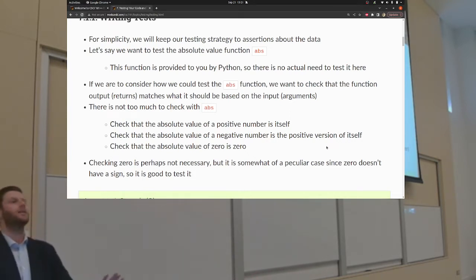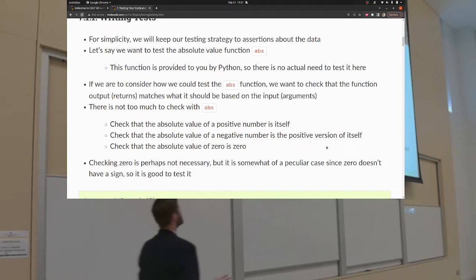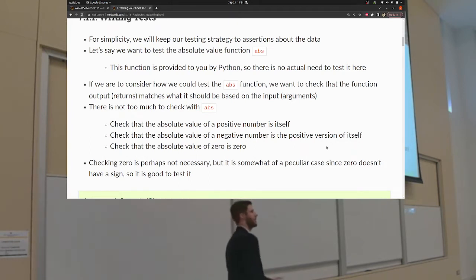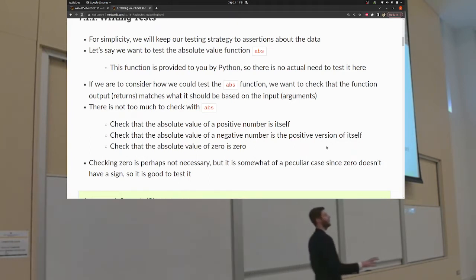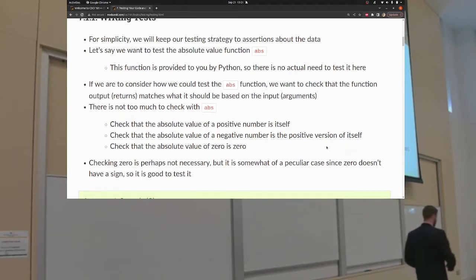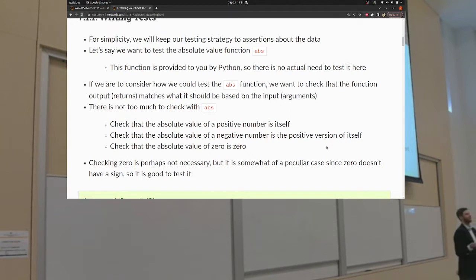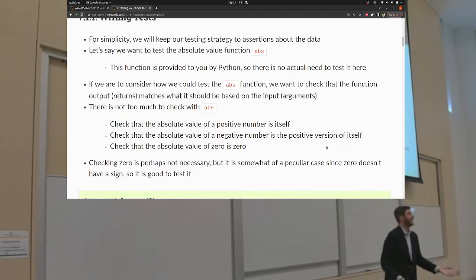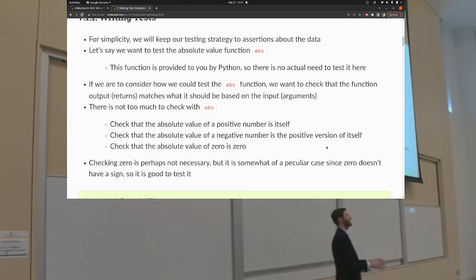To start, I'm going to be writing some assertion tests for the absolute value function. The absolute value function is already provided to us. There is no reason we would be testing this in reality. We could be pretty darn certain that, if Python gave us an absolute value function, it's going to be correct. But for demonstrating how things work, we're going to use that to start.